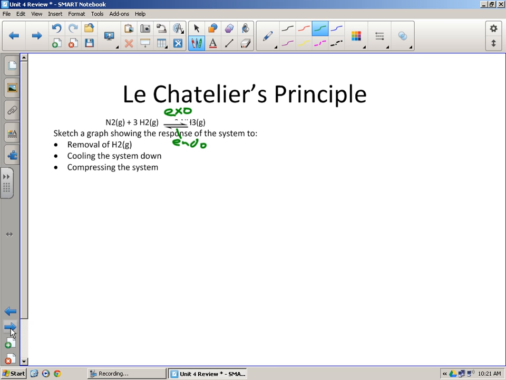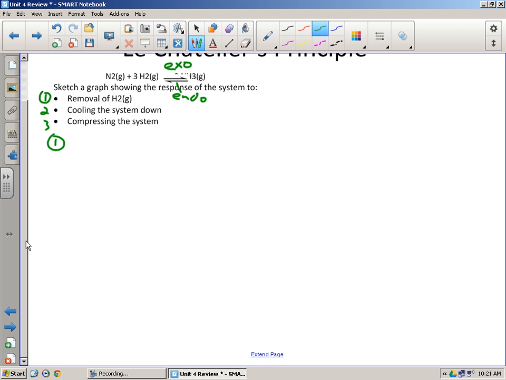So if I take out H2, of course, I guess we need to sketch graphs for these, don't we? So for number 1, I'll call this number 1 here, 2, and 3. So here we go. I'll try and make these a little bit smaller, perhaps.